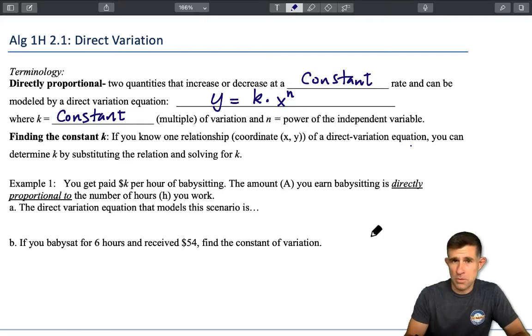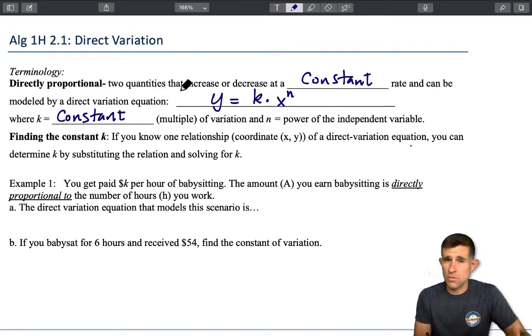So let's start off with a little bit of terminology. First of all, directly proportional is another way of saying direct variation. That is two quantities or two variables that increase or decrease together at a constant rate and can be modeled by the direct variation equation y equals k times x to the nth power. Now take a minute and make sure you copy that equation down correctly. This is the general form of the direct variation equation, and we're going to use it quite a bit throughout the year. Y equals k times x to the nth power.